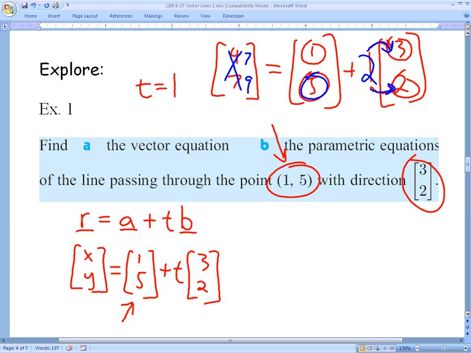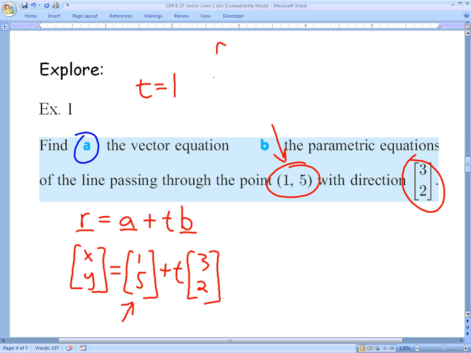It's a line, so you plug in a different input, you get a different output, which will be a new point. So that's the first part, the vector equation. Now the second part is we still had to write our parametric equations. For parametric equations, all you have to do is break apart your vector equation.